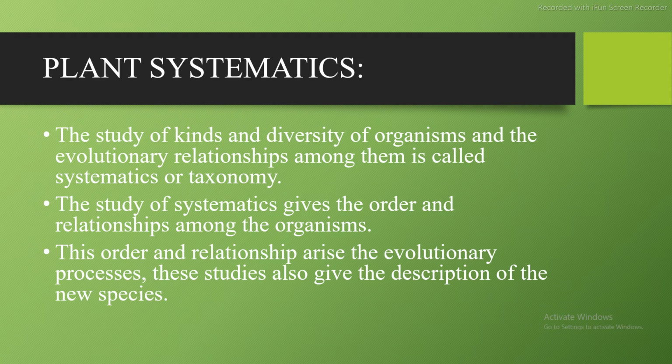Plant systematics. The study of the kinds and diversity of organisms and the evolutionary relationships among them is called systematics or taxonomy. The study of systematics gives the order and relationships among the organisms. This order and relationship arise from evolutionary processes, and the studies also give the description of new species.